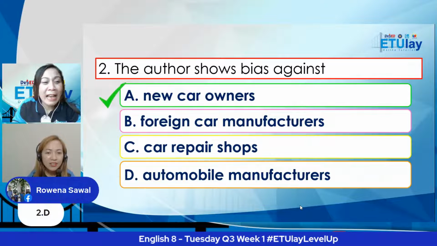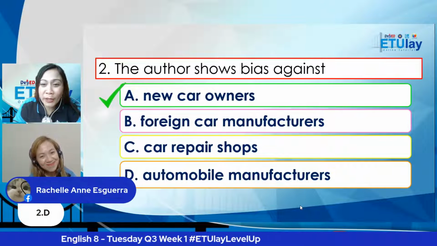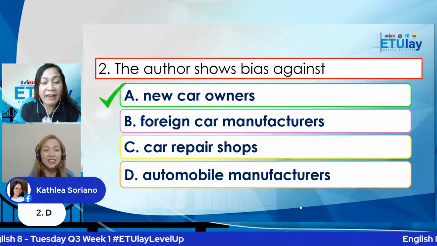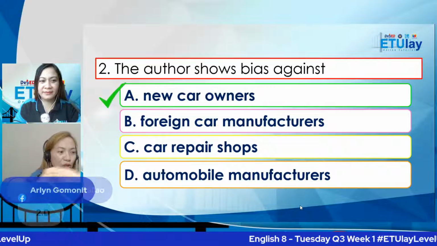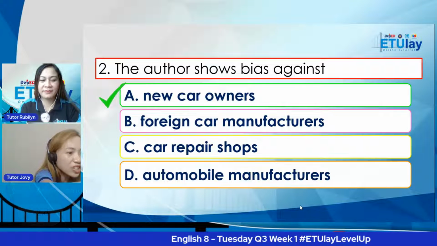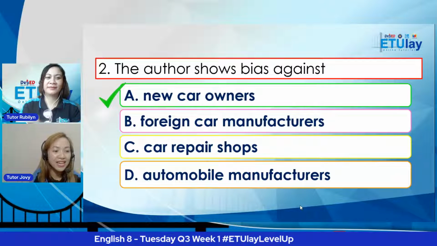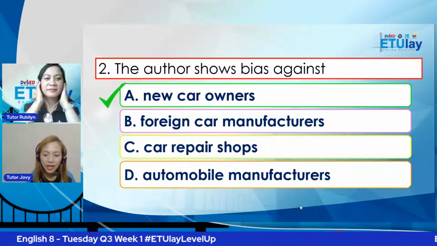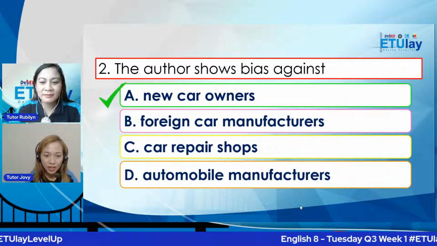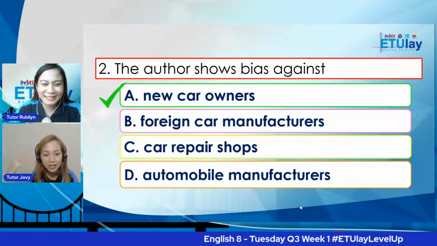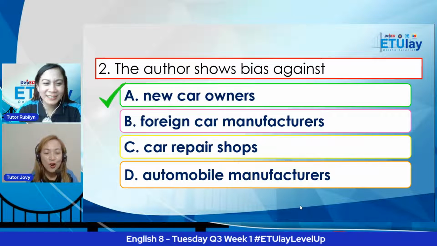All right, and the answers are flagging now in our comment section, Tutor Joey. They have answers: the author shows, which is letter D, bias against new car owners. It's bias against new car owners. It's not for or against.